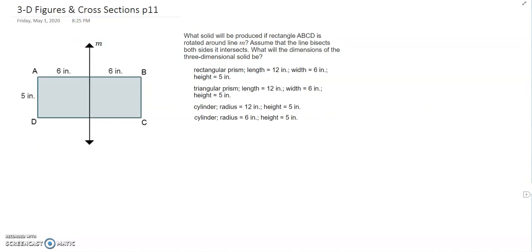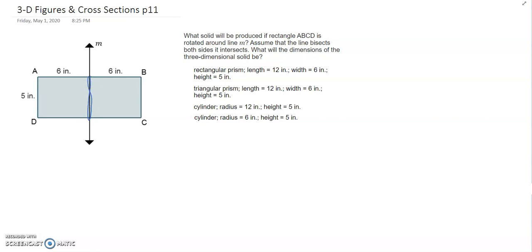For the question on slide number 11, it's asking about rotations. What solid will be produced if the rectangle ABCD is rotated around line M? Assume the line bisects on both sides, so it's cutting right down the middle. What will be the dimensions of the three-dimensional solid?